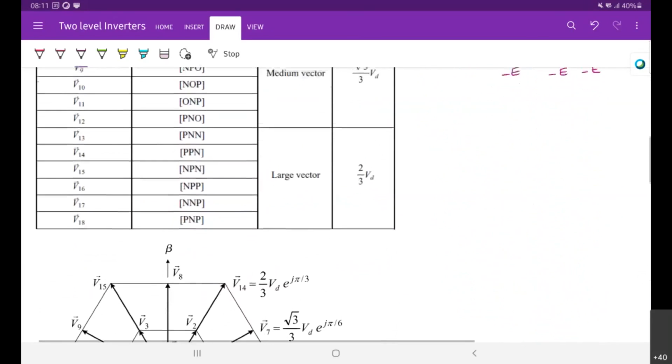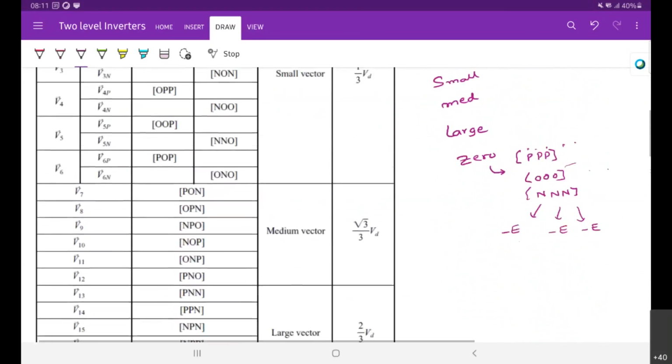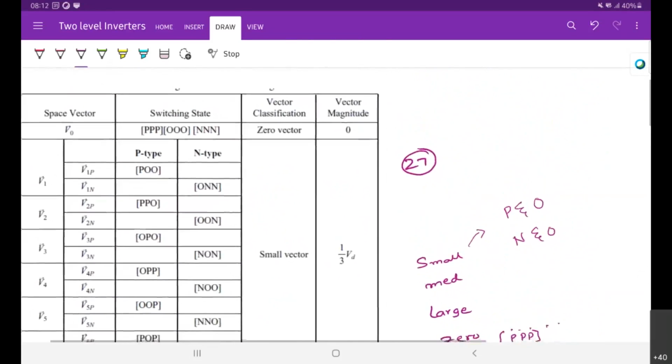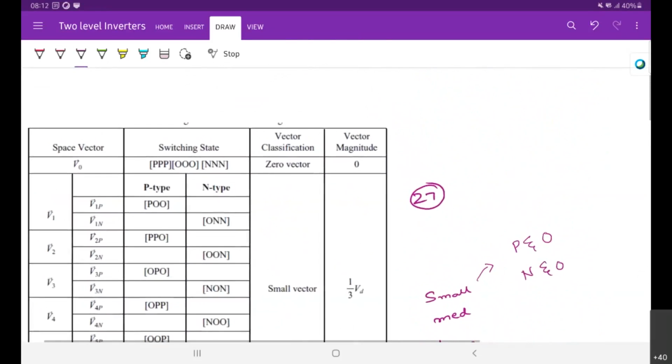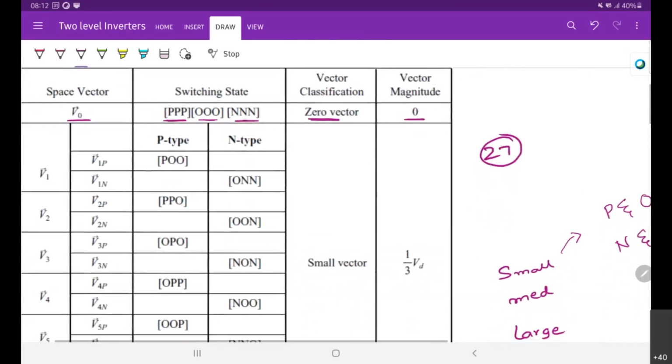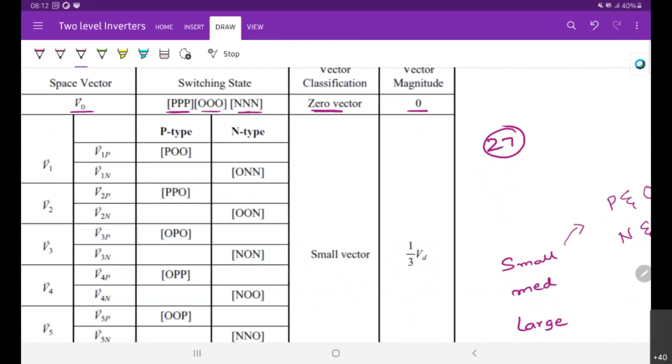First, the 0 vectors. This is space vector 0. We have PPP, 000 and NNN. The output voltage is 0 and its magnitude is also 0. The next ones are the P type small vectors and the N type small vectors.